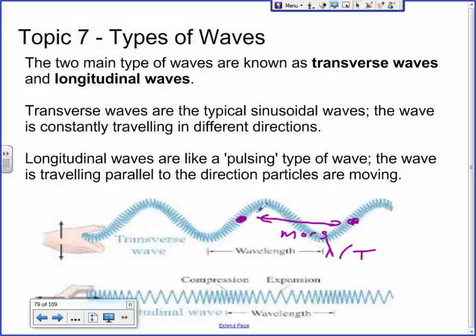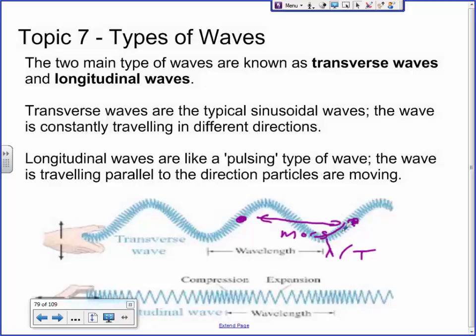So it could be the length of time it takes this point to get to this point, or it could be the distance between this point and this point. That's a wavelength or a period. I can't think of any other. Oh no, there's a few more we can use.